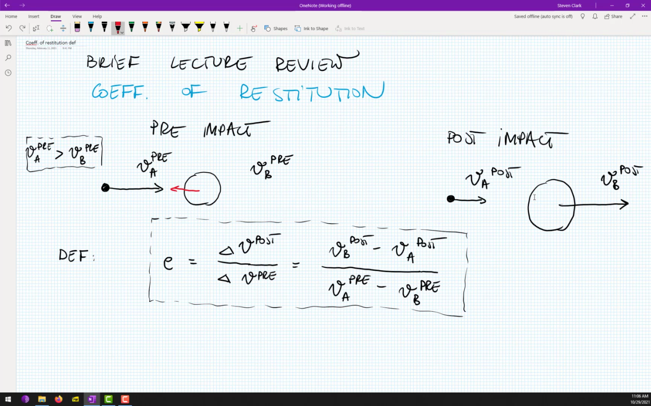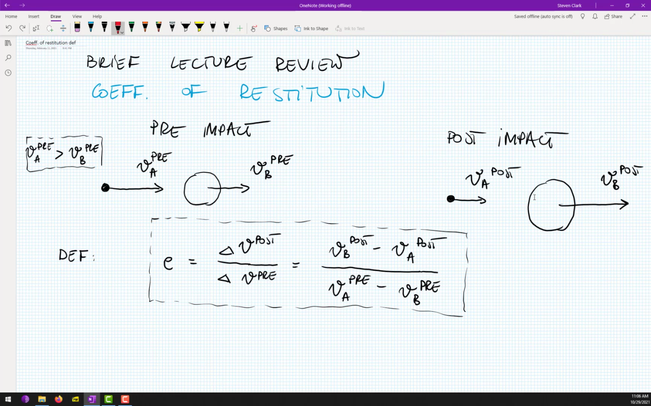I am going to change this sign. Do you see? Because it corresponds to VB pre. So that's all I want to say. Also, these directions are assumed by me. I just assumed that after the impact, all of the bodies will go to the right.